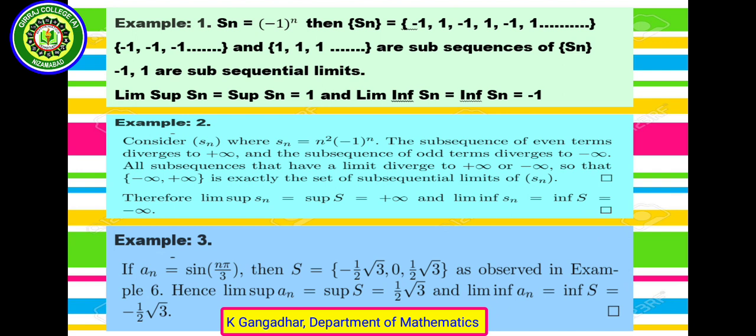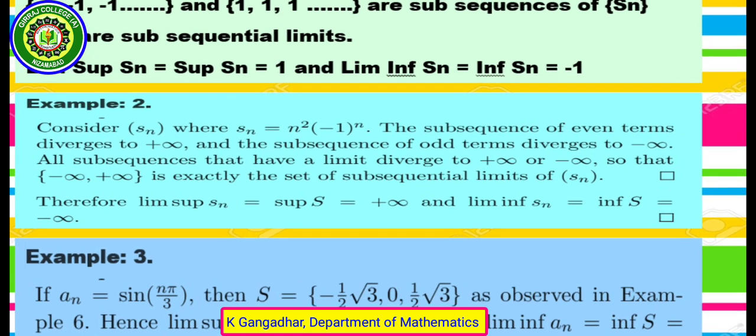So now we define the limit supremum of Sn. The limit supremum of Sn, by definition, is the supremum of Sn, and its value is 1. The limit infimum of Sn, by definition, is the infimum of Sn, and its value is -1. This way we define limit supremum and limit infimum.